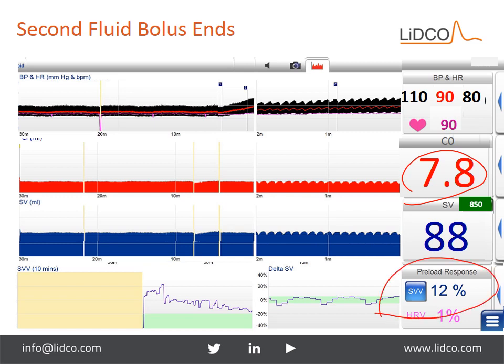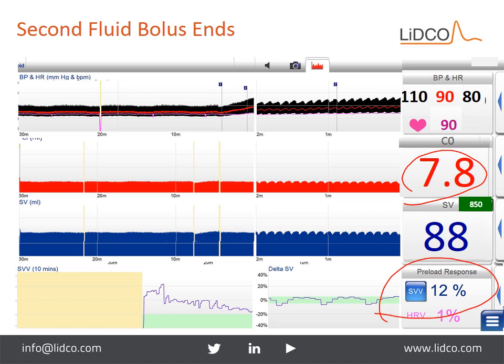Interestingly enough, her stroke volume variation is now down from 23% to 12%. So what does that mean? That means that the positive ventilation waveform is flattening. It means she is becoming less responsive to fluid. Okay, well, that's fine. We still need to ask the question, is our patient adequately perfusing?